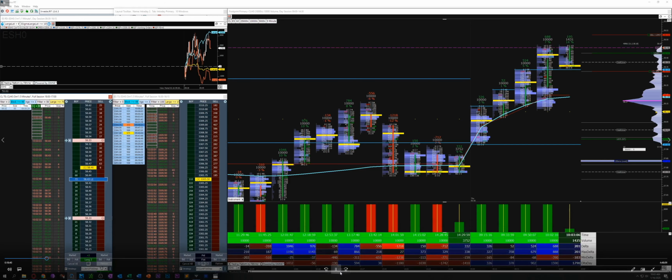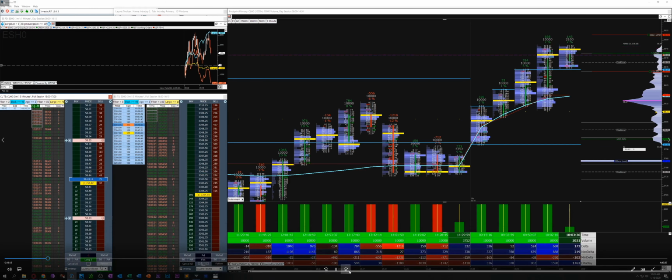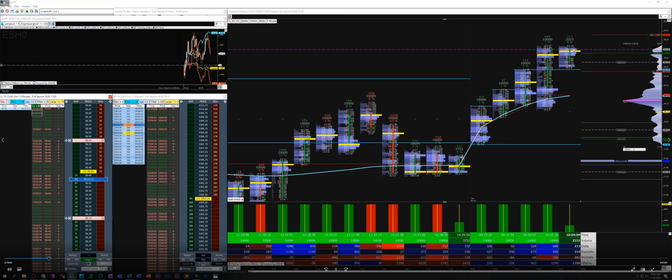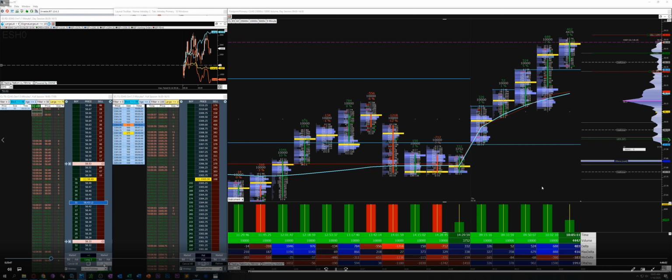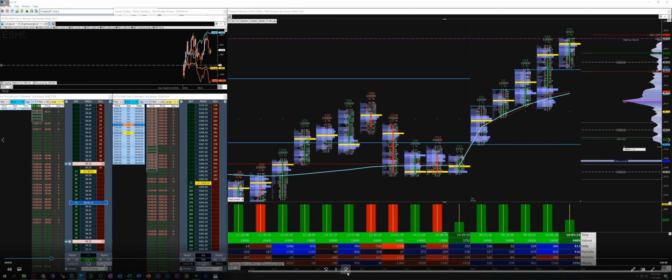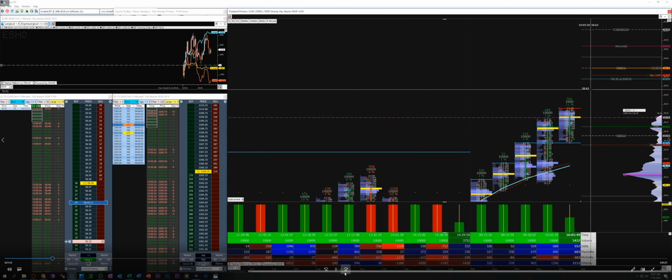So I'm going to fast forward a little bit more. You can see the VPOC shifting to the highs there again. That's a good sign, like I said. And I'm gonna get my first target here. So my initial scale out is just 10 ticks. So I'm gonna fast forward beyond that as well.